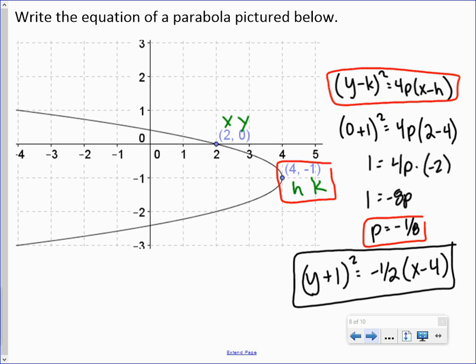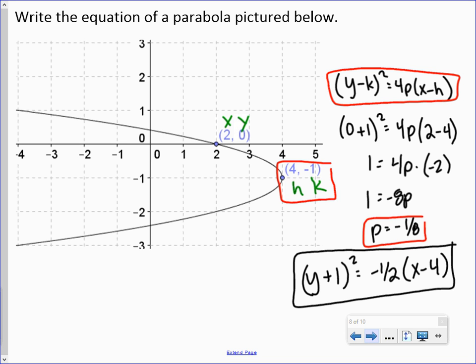An issue I see popping up is some people just putting their p-value into the equation, like writing it as negative 1/8 times x minus 4, as opposed to doing 4p. So always remember, when you plug it back into the equation, you still have to multiply by 4. Are we okay with that? Does anybody have any questions?